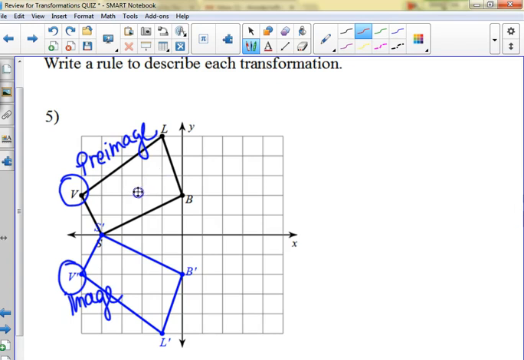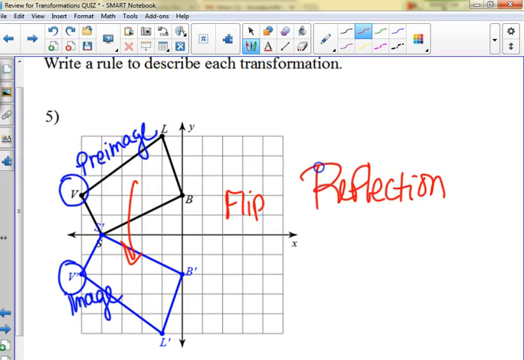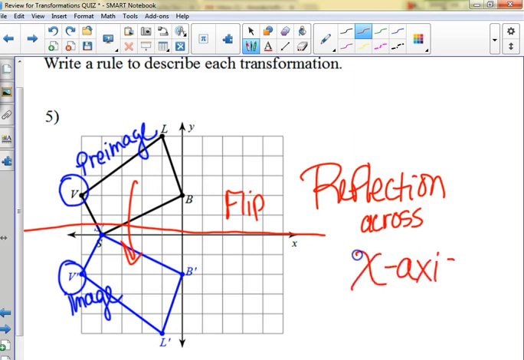So this flipped from the top to bottom, and flip is really reflection. And it flipped over this axis, so it's across the X. I don't know if it says X across or over or reflection in the X-axis, but pick the one that says X-axis and the word reflection.